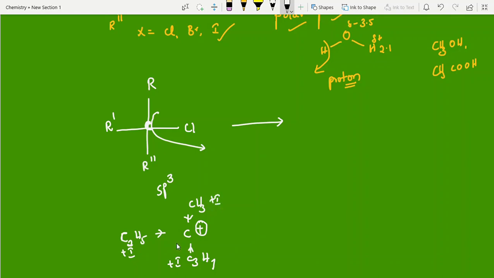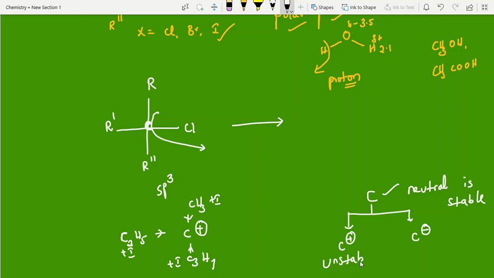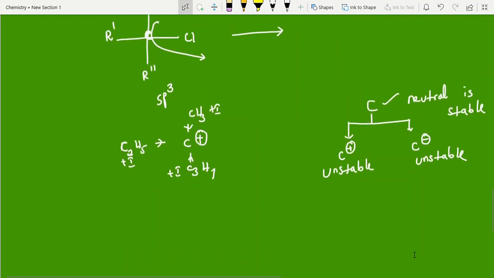The very important point I am giving: carbon like this, neutral condition and charged species, carbocation, carbanion. Neutral is a stable condition. Whereas carbocation is the cationic state, and carbanion is the anionic state. Both are unstable. To get stability, they will participate in the reaction. How will they participate in the reaction? This is the main important point, students. Try to understand.